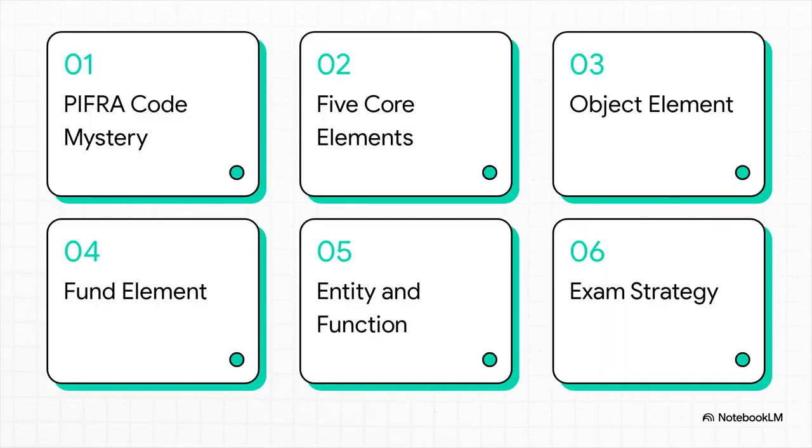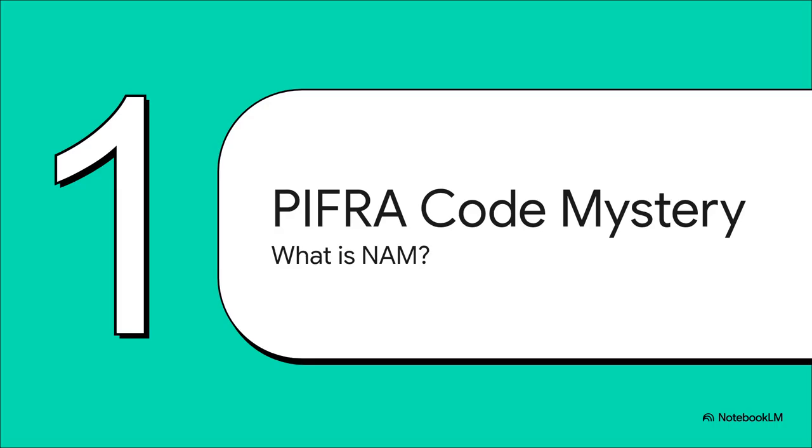We've got a super clear syllabus for you today to break this daunting topic into logical, bite-sized pieces. We'll hit 1. The PIFRA code mystery. 2. The 5 core elements. 3. Cracking the object element. 4. Demystifying the fund element. 5. Entity and function explained. And finally, 6. Your master decoder exam strategy. Let's jump right in. Starting off with Section 1, the PIFRA code mystery.